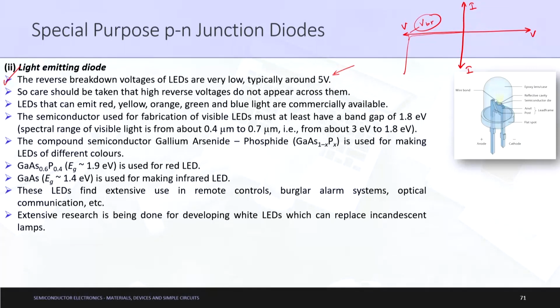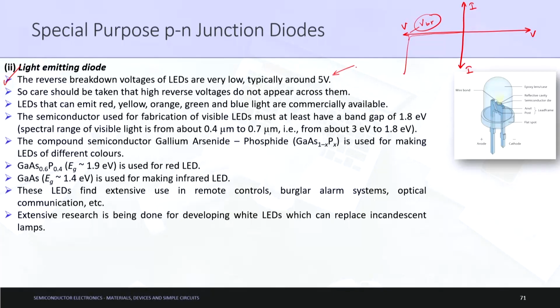Okay. If by mistake we reverse the polarity and overheat it, once the LED fails, then it cannot be started again. So, that is the main reason why the LEDs cannot be started again, because generally the reverse breakdown voltage of these LEDs is very low. Okay. Fine. So, care should be taken that high reverse voltages do not appear across them.